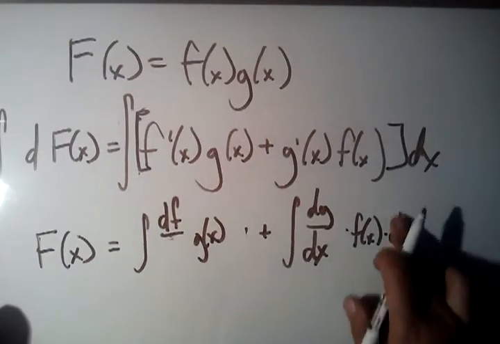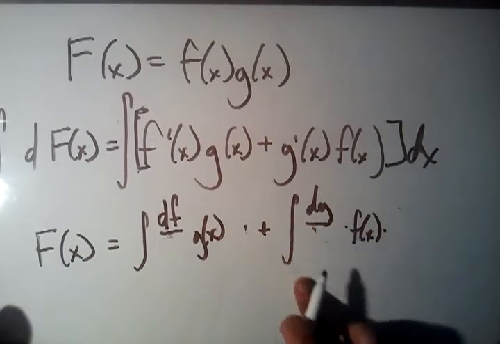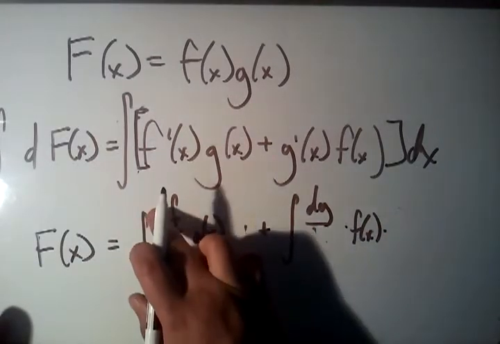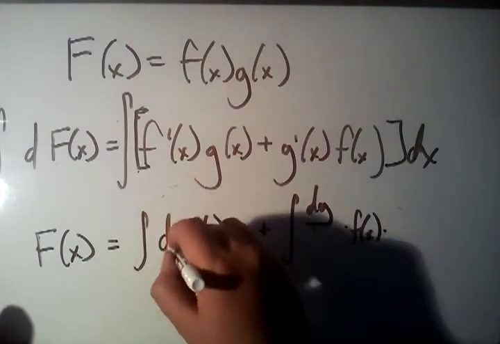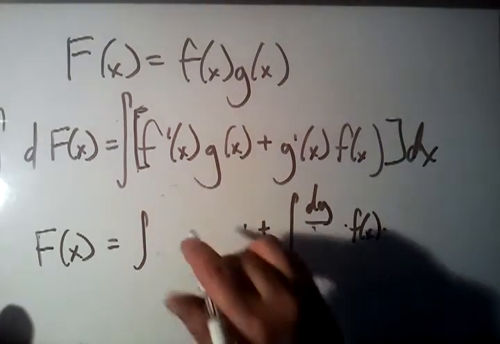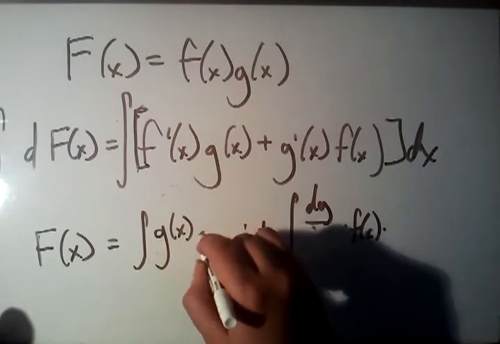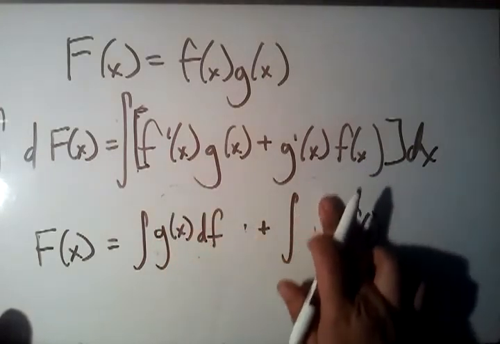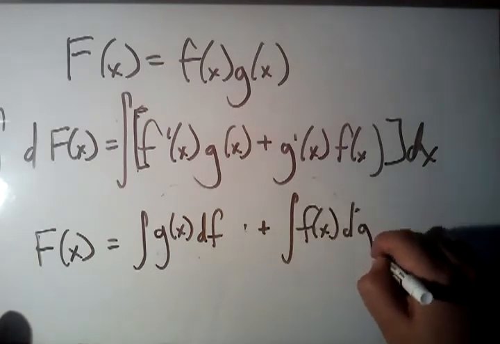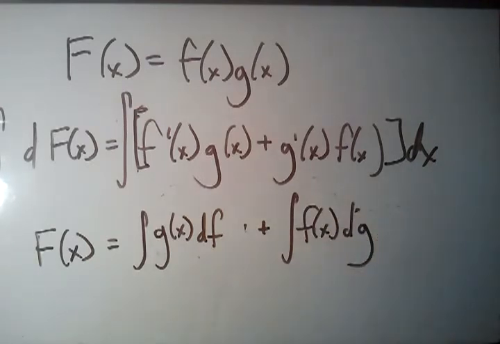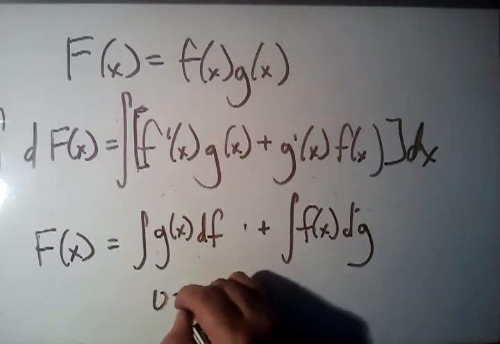And then we have this dx over here, this dx over here. So we're left with g of x, df times g of x. So we're going to put that at the end, and then dg.